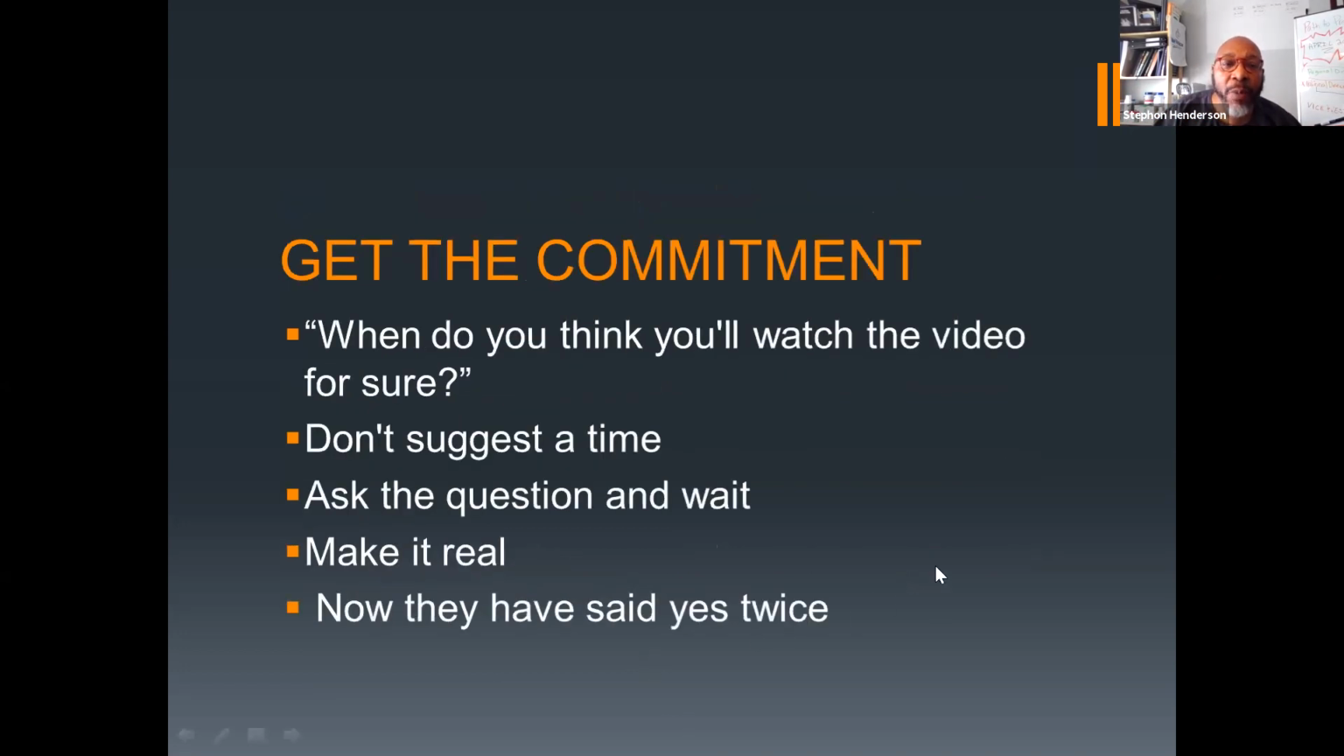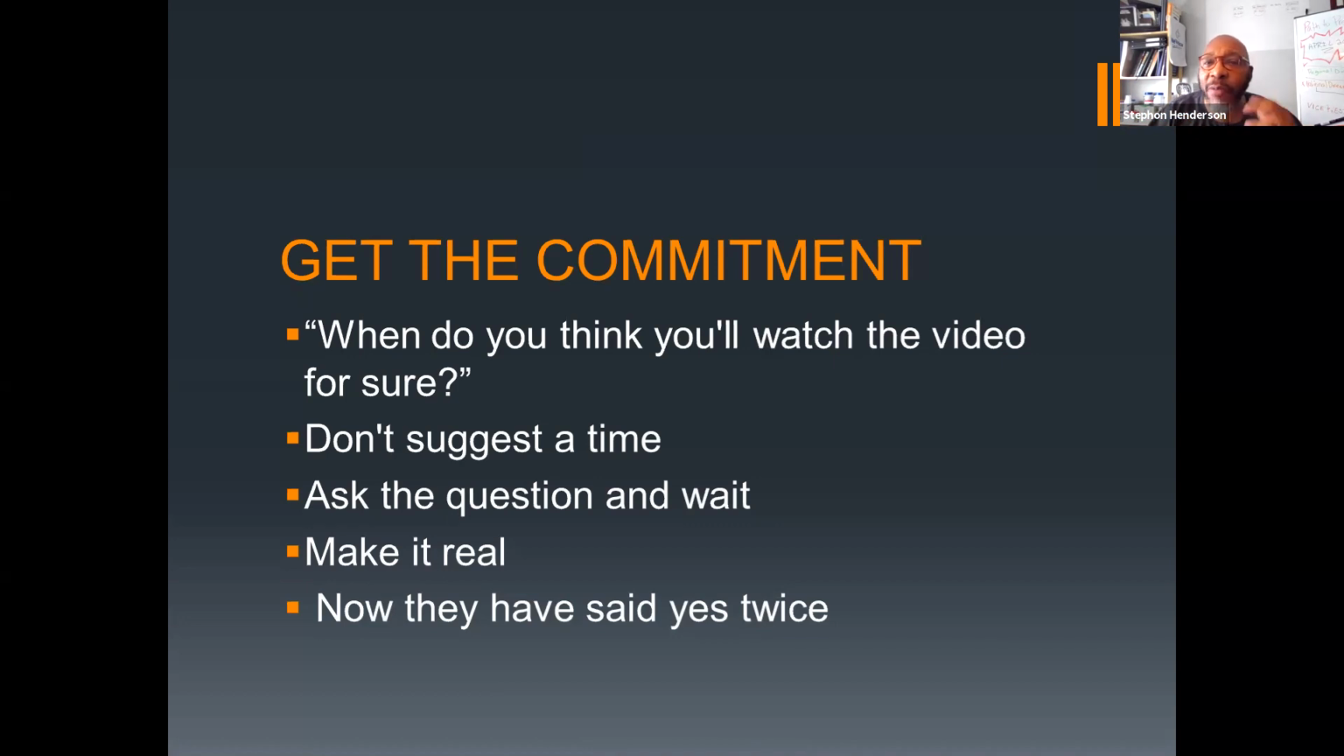Remember, you want to get the commitment. When do you think you'll watch the video? For sure. When do you really think you'll watch that video? Don't suggest the time. Let them pick, because you want to get them nodding. You want to get them participating in the affirmative. You want them to commit to the time that they set. Ask the question, then wait, and make it a real opportunity for them.